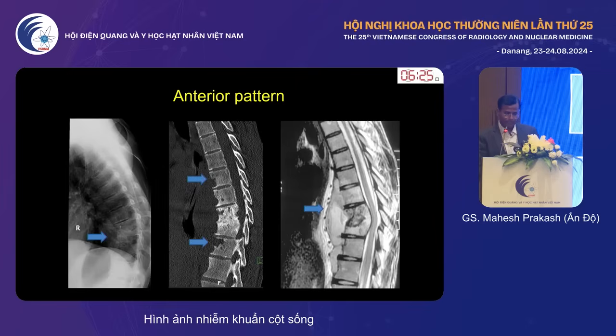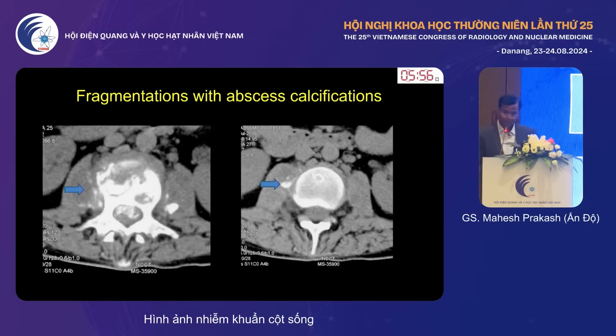What is the anterior pattern? The anterior pattern is involvement of the anterior vertebral body. Here you can see the vertebral bodies are involved predominantly in the anterior aspect, associated with a large soft tissue component which goes around the subligamentous location. This is multiple level, and the collection extends from superior to inferior. This is the kind of case where tuberculosis is quite common, extending along the subligamentous region.